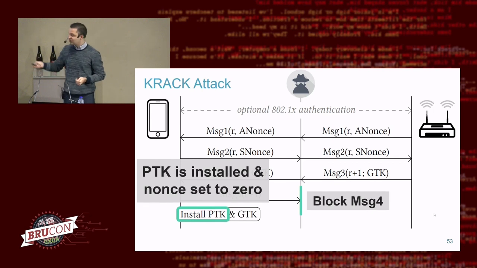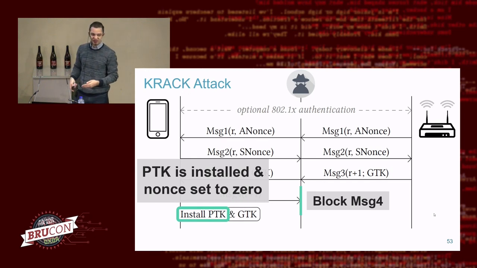Now, I will come back to what this nonce is in a bit. This nonce is essentially just a packet number that is incremented by 1 for every packet that you transmit. So the first data packet you want to transmit will use a nonce value of 1, the second a nonce value of 2, and so on. So it's basically just an incremental counter.